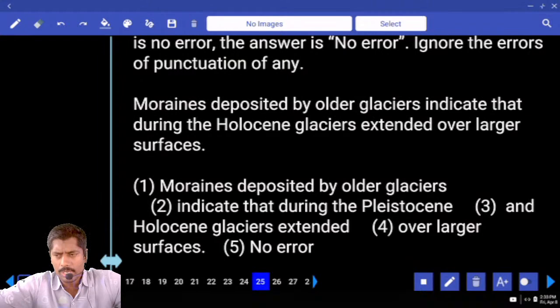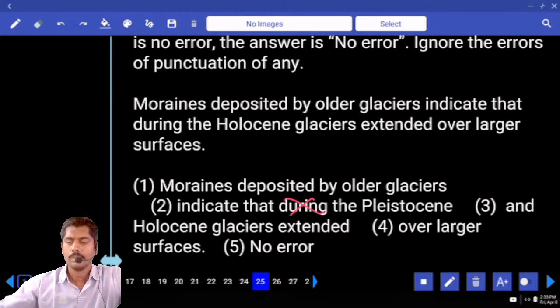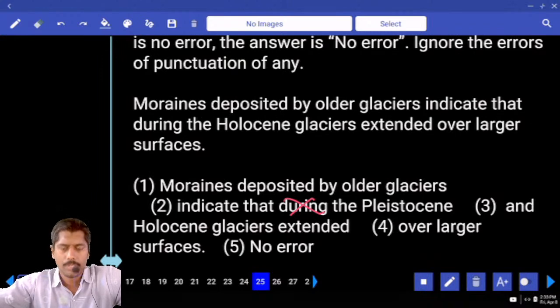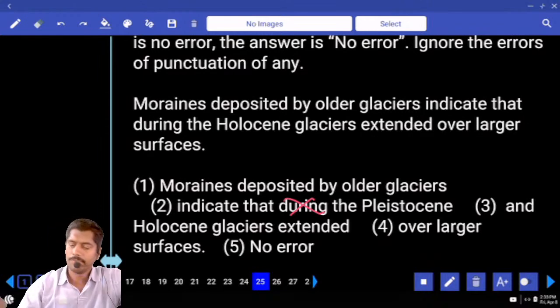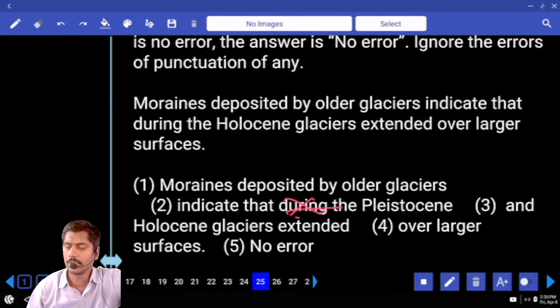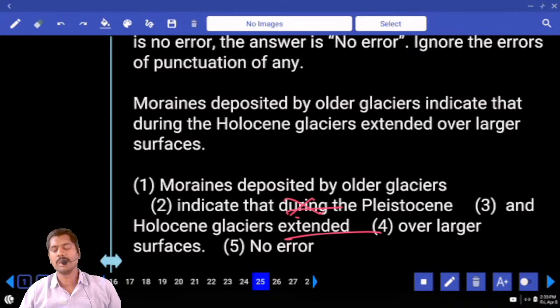Moraines deposited by older glaciers indicate that during the Holocene glaciers extended over larger surface. Answer. Delete during and read it. Moraines deposited by the older glaciers indicate that the Pleistocene and Holocene glaciers extended over large surfaces. Or if during is there and you want to keep during, again it should be extending. So the meaning gets changed. If you delete during, that would be better. Answer is second option.